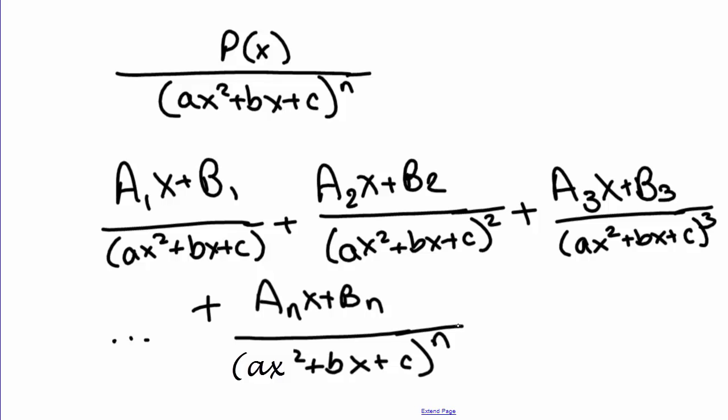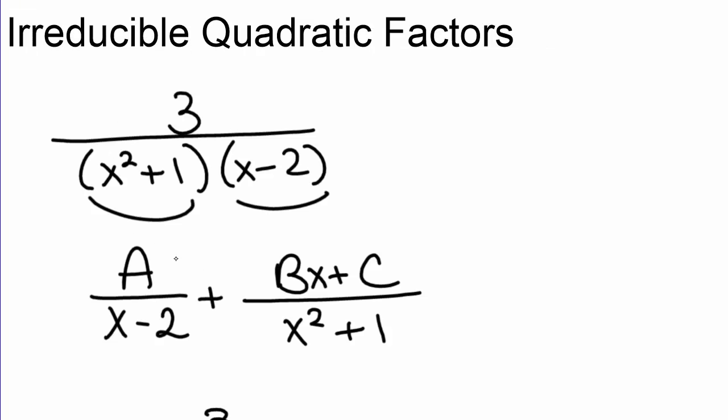So you just do the same thing you did with repeated linear factors. You repeat the quadratic factors as many times as you have that power, but now every time you have to have a linear expression on top. So in general, you just put all this stuff together, and if you know how to do each factor to its power, then you just add up all of those partial fraction decompositions.